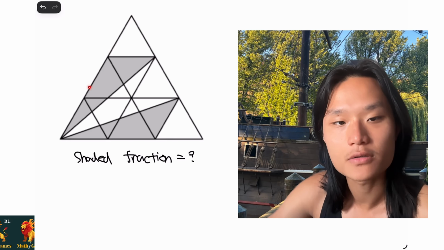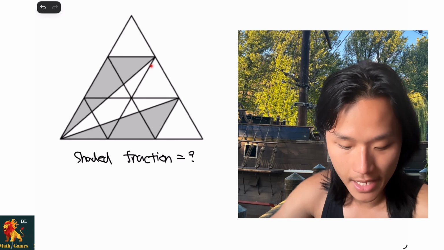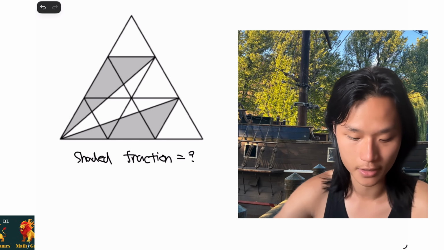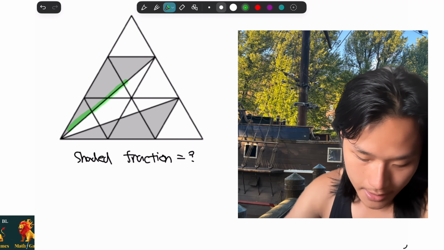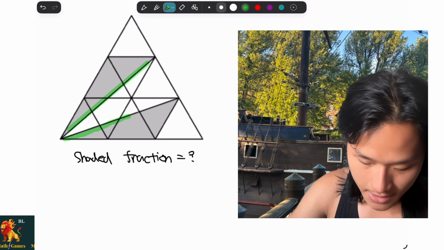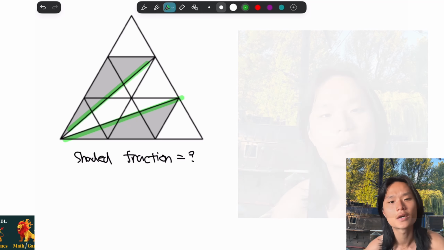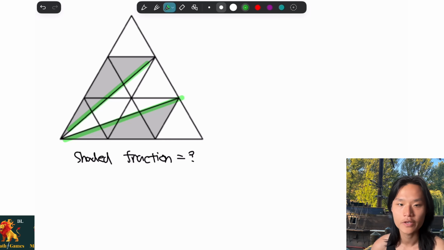So this equilateral triangle is made of 9 smaller equilateral triangles and 2 additional lines here. So these are the 2 lines. So how can we find out the fraction that is shaded?